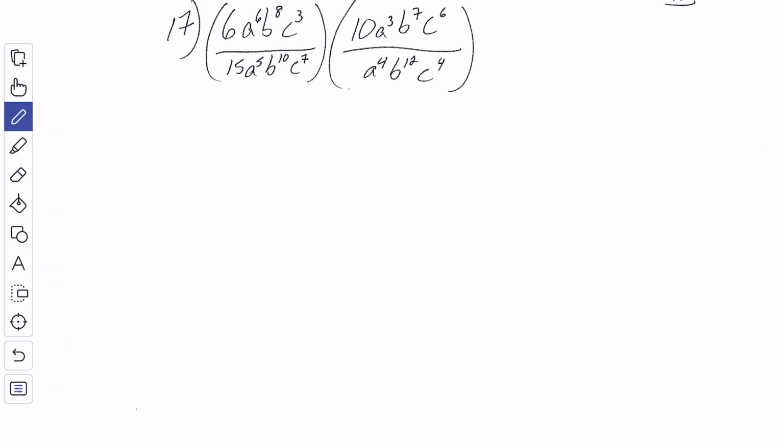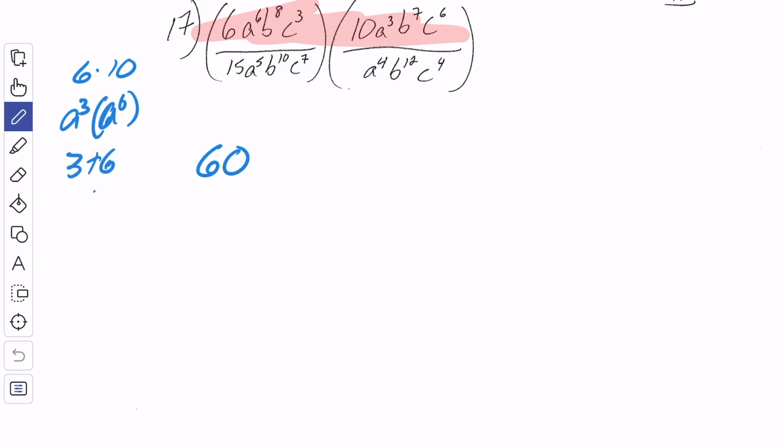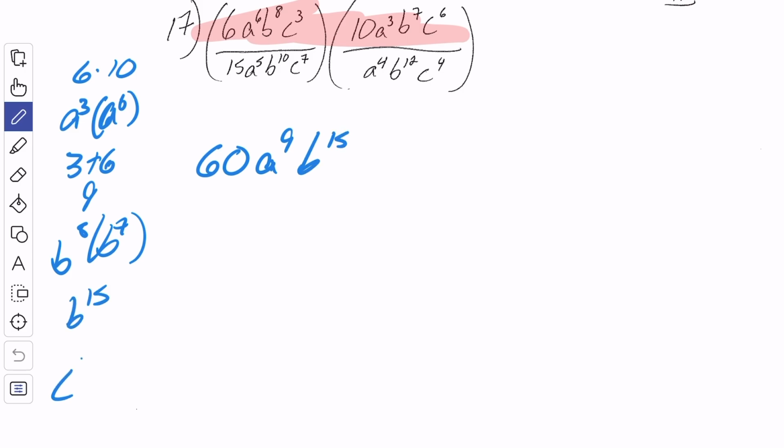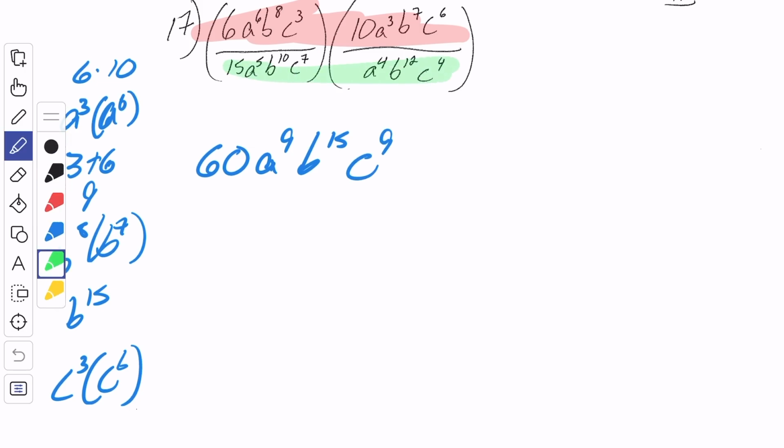So when we multiply fractions, we know we multiply our numerator with our numerator. So that means that we are going to multiply everything on the top of both of these. Well, we treat our coefficients like our numbers. So it's 6 times 10, which is 60. And then we have a cubed times a to the 6, which we know then we add those powers. So 3 plus 6 is 9, so it becomes a to the 9th. We have b to the 8th times b to the 7th, so it gives me b to the 15th. And we have c cubed times c to the 6th, which is then going to give me c to the 9th.